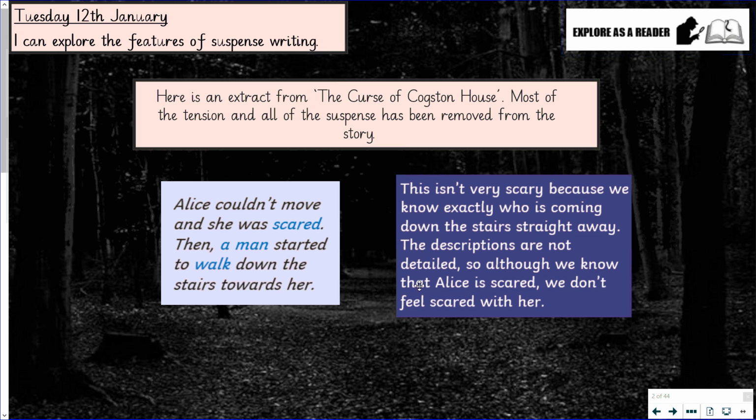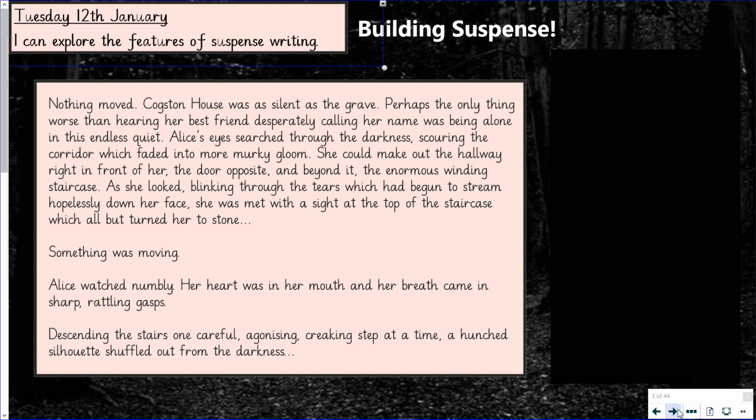It actually says in this box here, this isn't very scary because we know exactly who is coming down the stairs straight away. The descriptions are not detailed, so although we know that Alice is scared, we don't feel scared with her. There's no detail to these descriptions, and it tells us as readers what's happening. So that's a really poor example of suspense. Now we're going to look at the correct extract of The Curse of Cogston House, and here is a much better example of suspense writing.